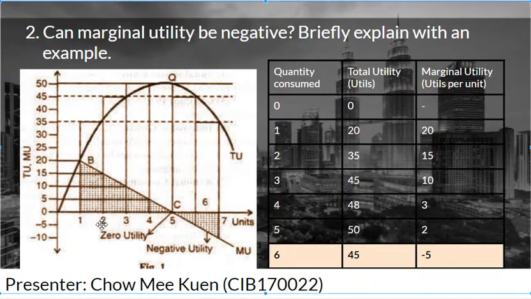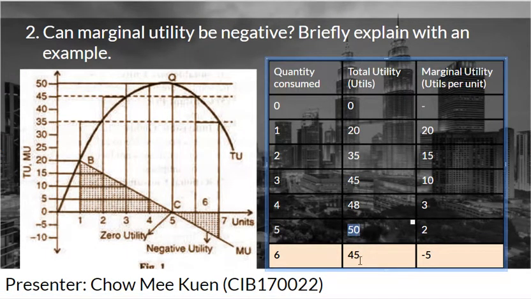You can see here, when the second unit is obtained, the total utility will be 35 utils, and the marginal utility will decrease from 20 utils per unit to 15 utils per unit. These situations will happen until the 6 units of goods or services are obtained. You can see that the total utility for the 6 units will be 45 utils, compared to the 5 units obtained, it decreased from 50 utils to 45 utils.